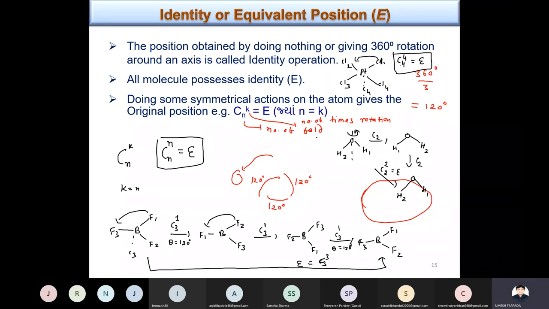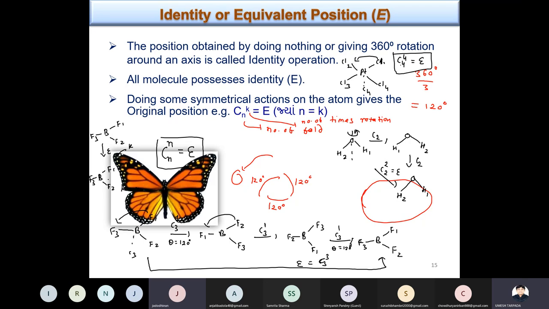And E means nothing is done in the molecule. Aapko kuch nahi karna hai. Main aisa bolu ki chalo ye BF3 molecule hai, isme aap identity element E apply karo, to aapko aise hi structure jaise hai aise likhna hai. कुछ चेंजेस करना नहीं है इसमें. That is called identity. Identity means nothing is done in the molecule. Okay, this is identity. So this is the first symmetry element.